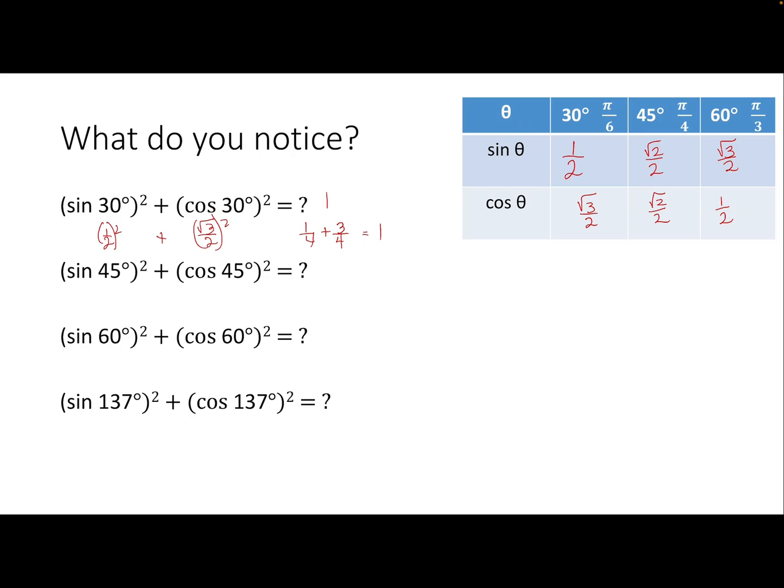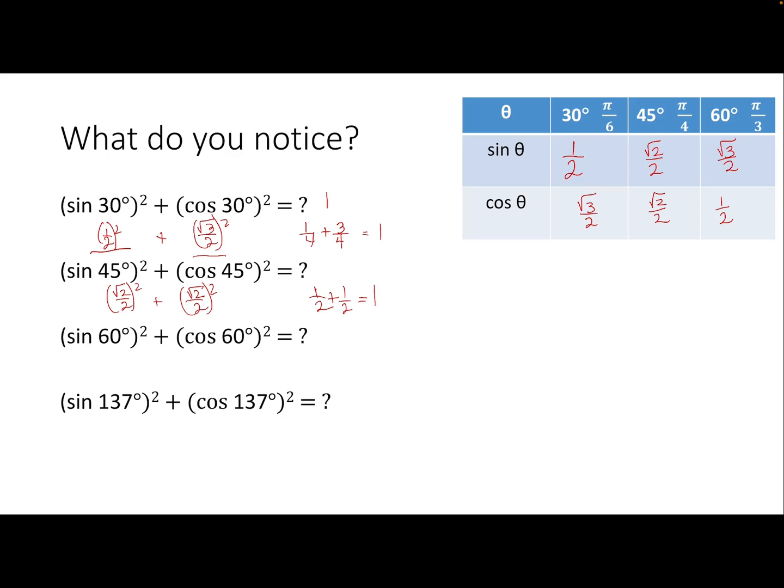Let's try it with the 45s. Sine of 45 is square root of 2 over 2. If we square that, we're going to get 2 over 4, or 1/2. Cosine of 45 is also square root of 2 over 2, so we square that. We're also going to get 1/2. And lo and behold, 1/2 plus 1/2 equals 1. Well, it makes sense that the sine of 60 squared plus the cosine of 60 squared is also going to get us 1. But let's try just some random number, like the sine of 137 degrees.